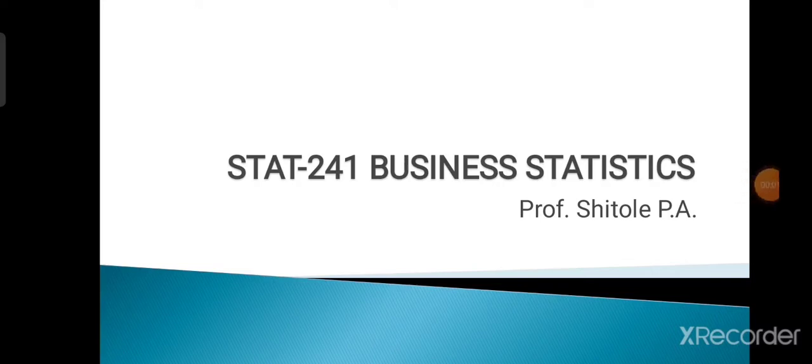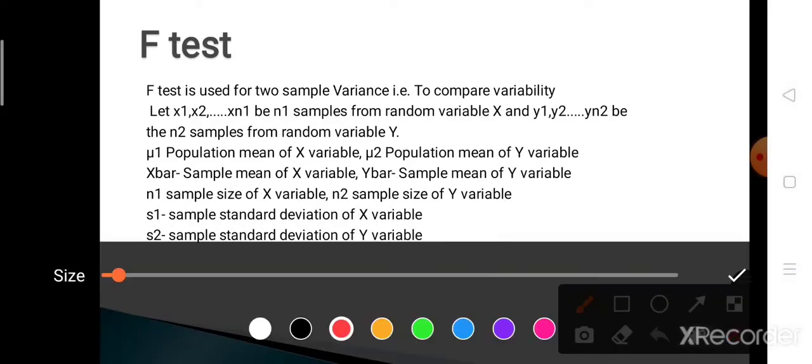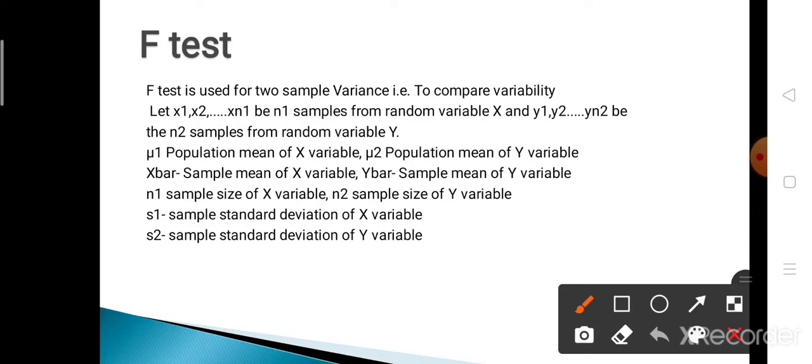Everyone. Today we are going to learn the next test in testing of hypothesis, named F-test. F-test is used for two sample variance, that is, to compare the variability. To check the variability between the samples, we use the F-test only. That means if the question is "dash dash test is used to check the variability", the answer is F-test. This F-test is also called the Snedecor F-test.